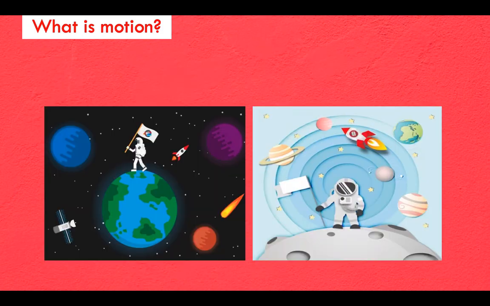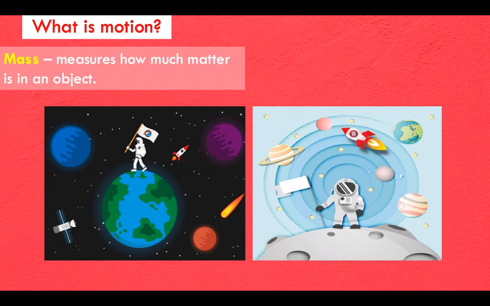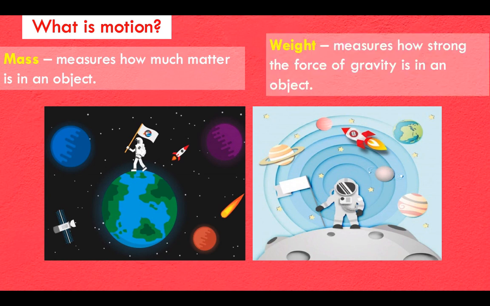Sometimes we use the words mass and weight as if they are the same, but actually they are not. Mass is defined as a measure of how much matter is in an object, while weight is defined as a measure of how strong the force of gravity is on an object. How can we explain this? Let's use an example.